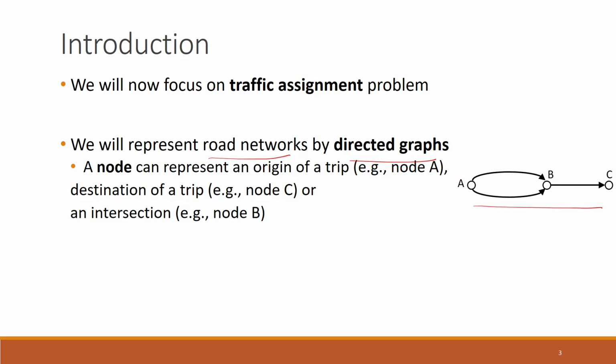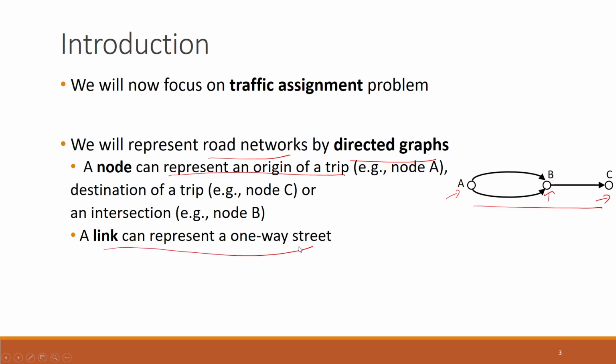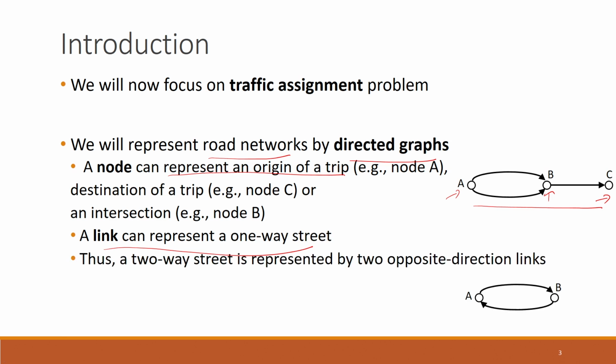Here a node can represent an origin of a trip. For example, suppose node A is the origin of a trip, node C is the destination of a trip, and we have an intersection here at node B. A link can represent a one-way street. Here we are dealing with directed edges, so every link has a direction, and therefore a two-way street will be represented by two opposite direction links. So there are streets in both directions between A and B. There is one edge going from A to B and the other going from B to A.